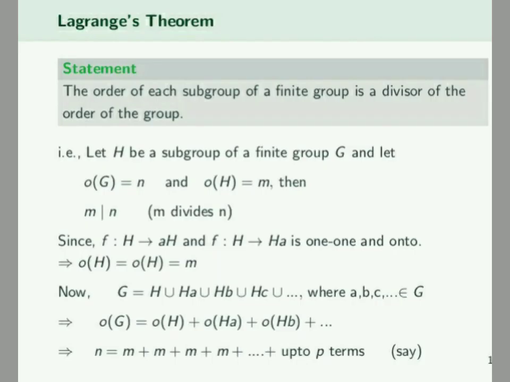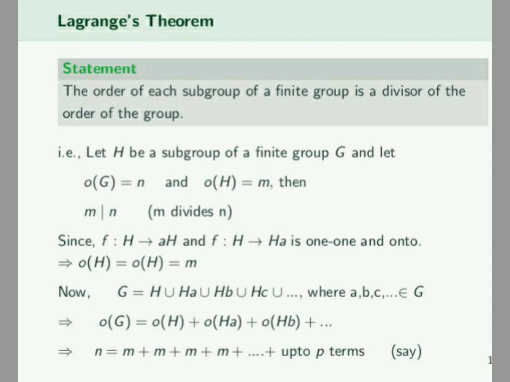Next theorem, Lagrange's theorem. First statement, the order of each subgroup of a finite group is a divisor of the order of the group. That is, order of H is a divisor of order of G. Proof: let H be a subgroup of G, order of G equal to n and order of H equal to m. To prove m is a divisor of n, that is, order of H is a divisor of order of G. First, I will consider the mapping for left and right cosets. It satisfies the conditions one to one and onto.